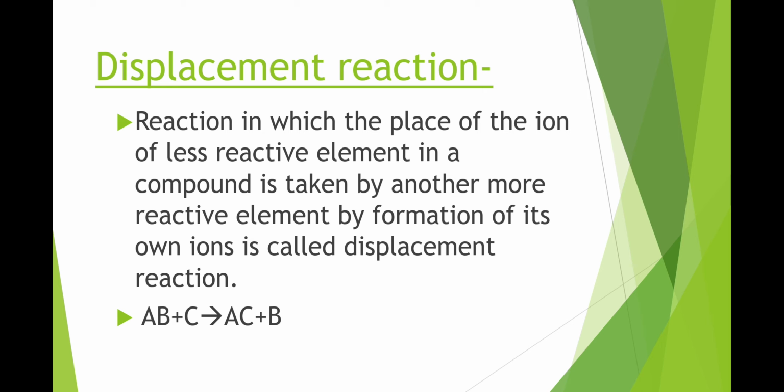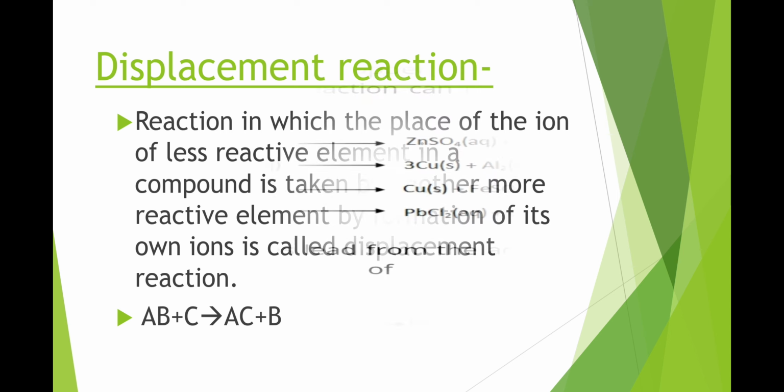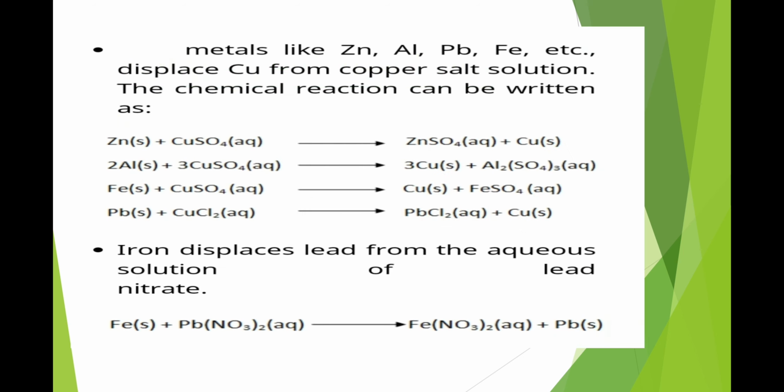Now let us see some more examples for displacement reaction. We have seen this chemical reaction in our earlier parts. We have taken the solution of copper sulfate and added zinc powder. The chemical reaction you can see here: zinc plus copper sulfate aqueous gives ZnSO4 plus copper. Zinc displaces copper from copper sulfate, and the product we get is zinc sulfate, an aqueous solution of zinc sulfate, and copper is displaced here.